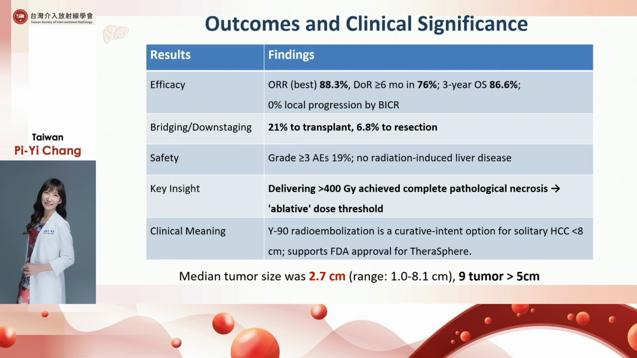The clinical significance is that the efficacy, the objective response rate, is around 88.3%, and the 3-year overall survival is almost 87%. The key insight of this study is delivering a high dose, more than 400 gray, to achieve complete pathological necrosis. We call it the ablative dose threshold. But actually, for Western HCC, most of the cases have a very small tumor size. You can see the median tumor size was only 2.7 centimeters, and only 9 tumors were more than 5 centimeters.